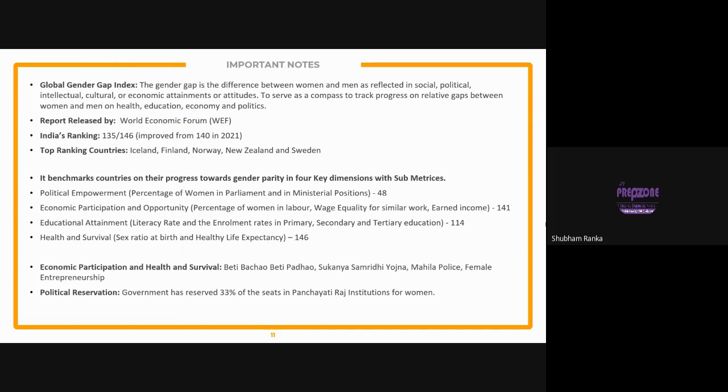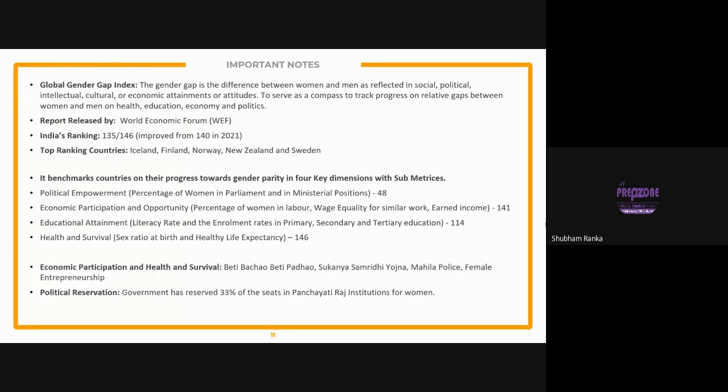Two important things that I noticed: what are we doing to improve our ranking? Because we all know what are the things that we are bad at, because of which this ranking is falling so much, but we should also know what we are currently doing to improve these. So for economic participation, and health and survival, Beti Bachao Beti Padhao, Sukanya Samriddhi Yojana, Mahila Police, or the female entrepreneurship that we are promoting, all these things are helping us improve our ranking.